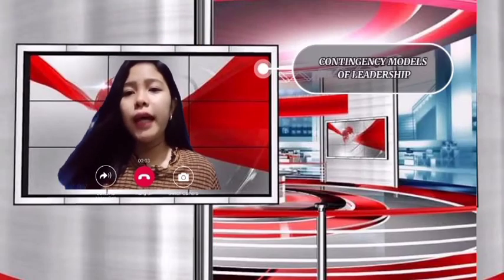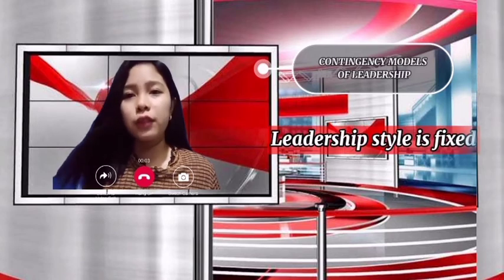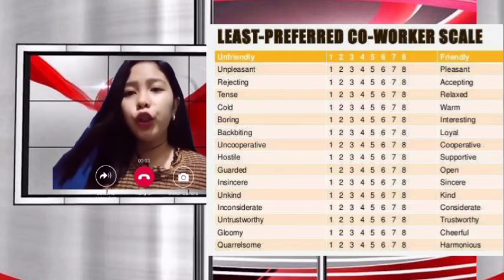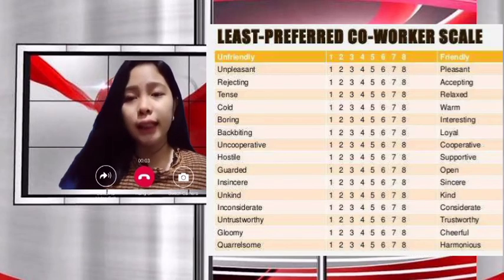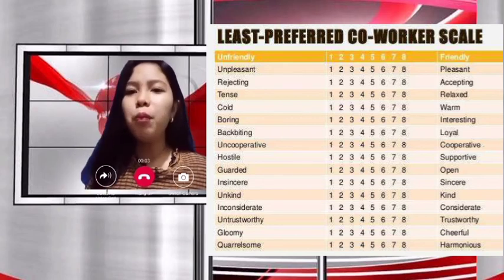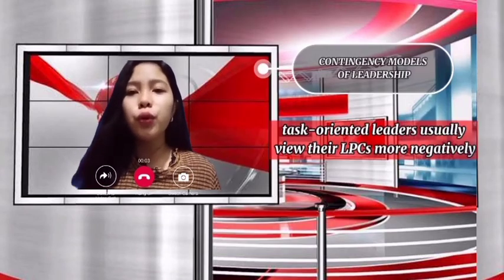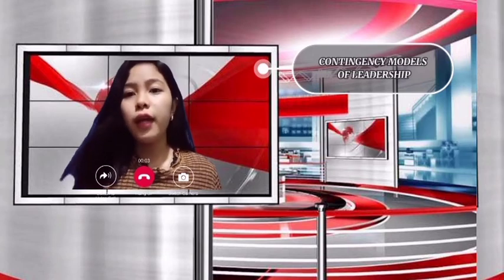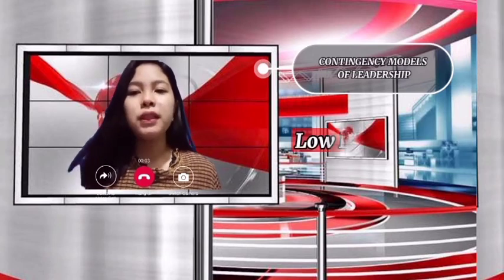Okay, why is it the first step in using this model, Dr. Rebollos? Well, because Fiedler believed that leadership style is fixed and it can be measured using a scale he developed called the Least Preferred Co-worker, or LPC, scale. The model says that task-oriented leaders usually view their LPCs more negatively, resulting in a lower score. So Fiedler called these low LPC leaders.